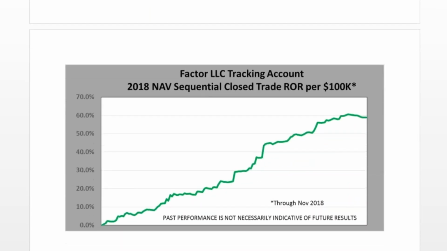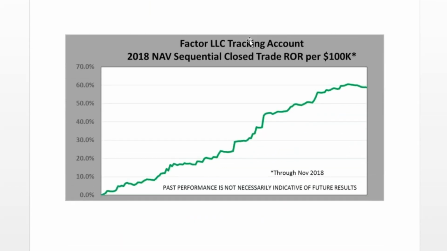This is the sequential closed trade rate of return for the factor tracking account for 2018. Again, my focus is I don't want this line to have a big dip. And that's why I use aggressive and active risk management. I want to cut trades that are starting to go against me. I want to, to the best of my ability, ride trades a little bit that are going toward me, because the whole focus of that is to keep the sequential closed trade cumulative net asset value of an account from having a big dip, because big dips have to be recovered.